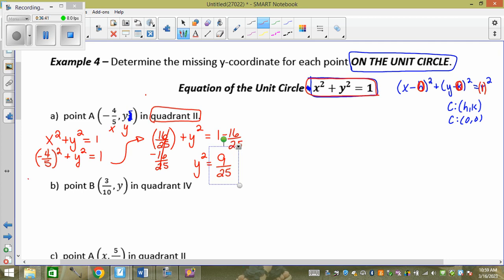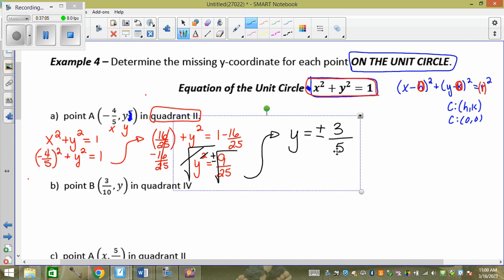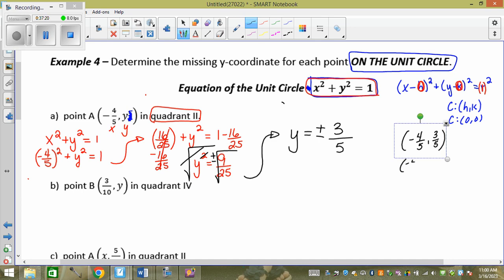Now, craziness is going to ensue. I am going to take the square root with my hand, like this. When I make that motion with my hand, what should I remember? Plus or minus. This one's cool because both of them are perfect squares. So I get plus or minus. The square root of 9 is 3. The square root of 25 is 5. Now I get two answers. If they don't tell me what quadrant it's in, I would get two coordinates: one at negative 4/5 and 3/5, and then one at negative 4/5 and negative 3/5.